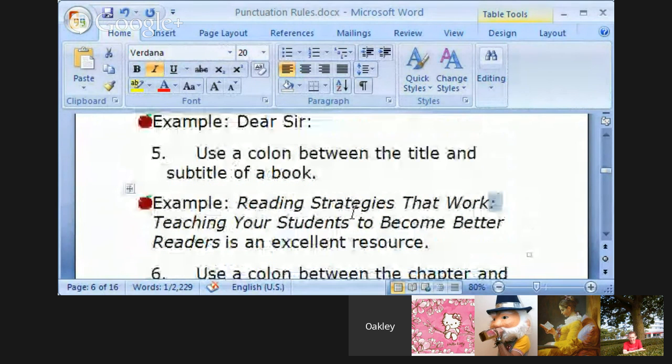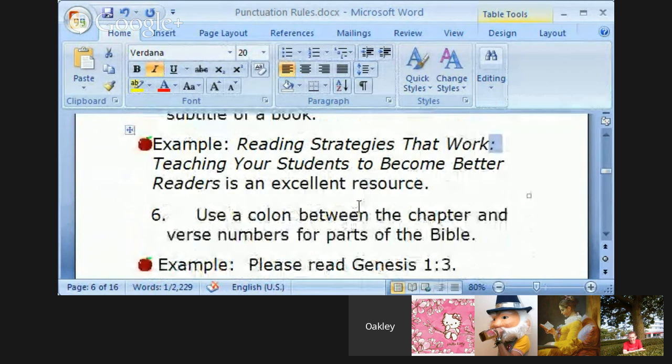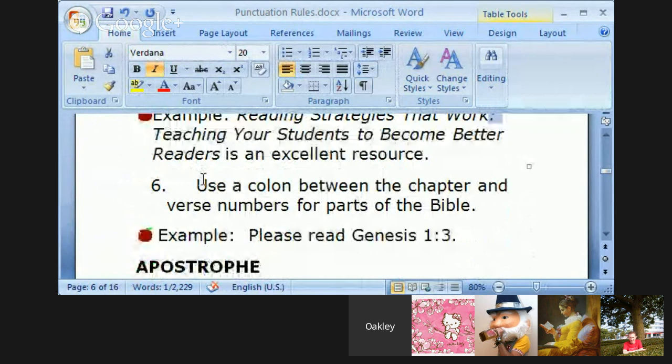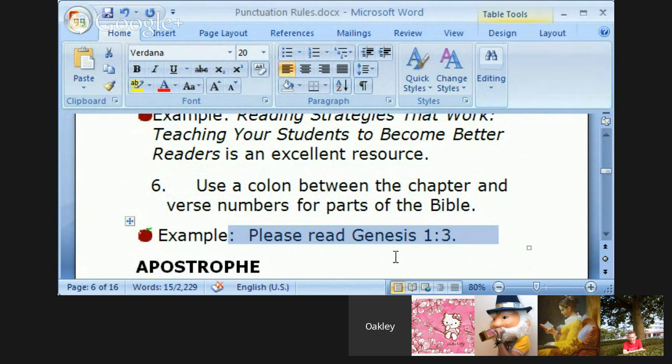And I was thinking this when we looked at volume and page number. That reminded me as well, in the Bible, if you're citing chapter and verse in the Bible, you would also use a colon. It would look something like this. Please read Genesis 1:1. And actually, when we speak it, how would we speak this? Heidi, do you know how to speak this sentence?